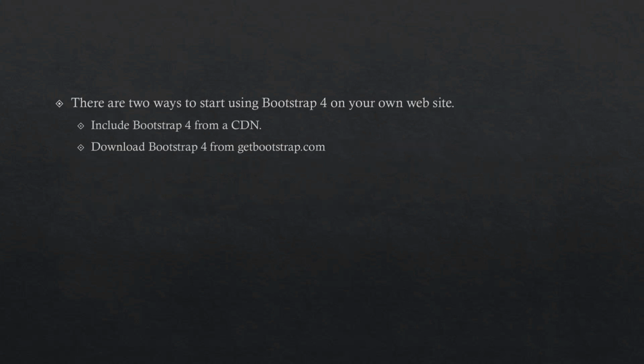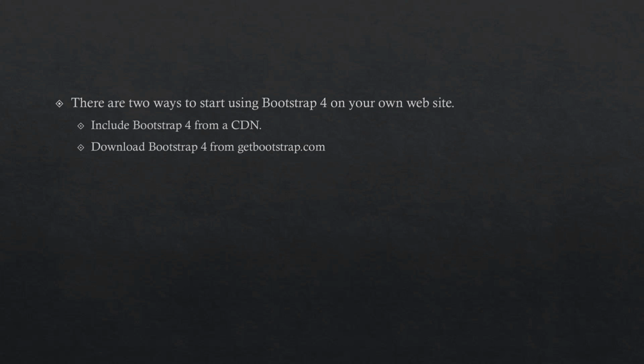So there are two ways to start using Bootstrap. First, include Bootstrap 4 from a CDN. CDN is nothing but content delivery network. We will talk about content delivery network in the later part of this video, when I show how to use Bootstrap using an example. In the second approach, you can download Bootstrap from the site getbootstrap.com. getbootstrap.com is the official website of Bootstrap, so you can get all the files from there.